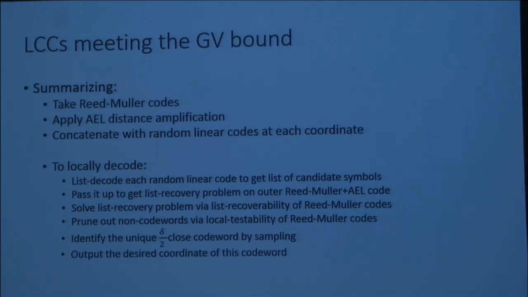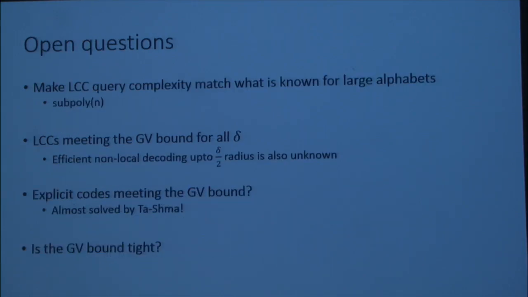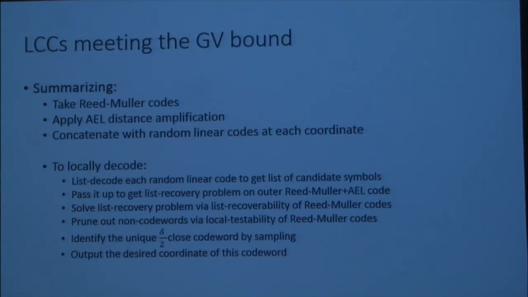So you need all these ingredients to be able to correct up to half the minimum distance of the GV bound, the delta of delta. Good. So that finishes the description of the LCC.